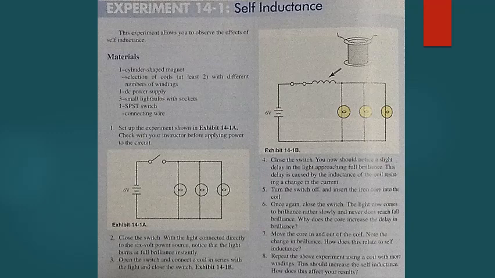Step 7. Move the core in and out of the coil. Note the change in brilliance. How does this relate to self-inductance? Step 8. Finally, repeat the above experiment using a coil with more windings. This should increase the self-inductance. How does this affect your results?